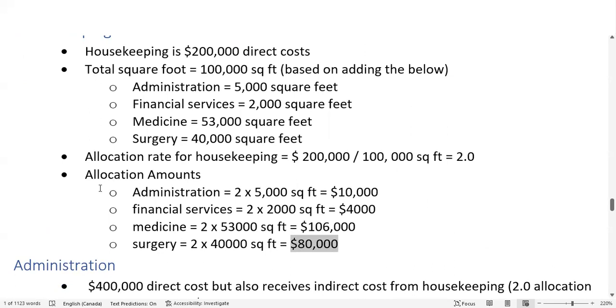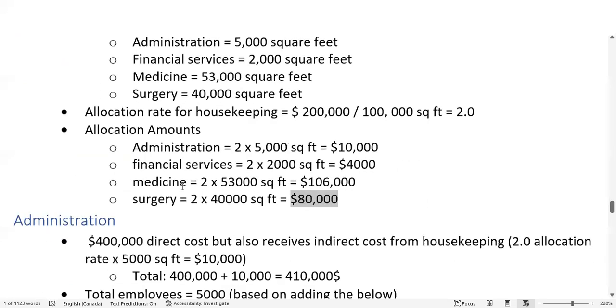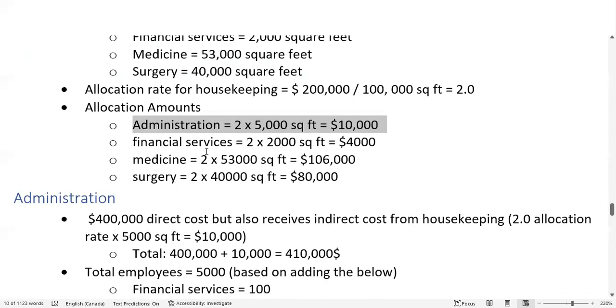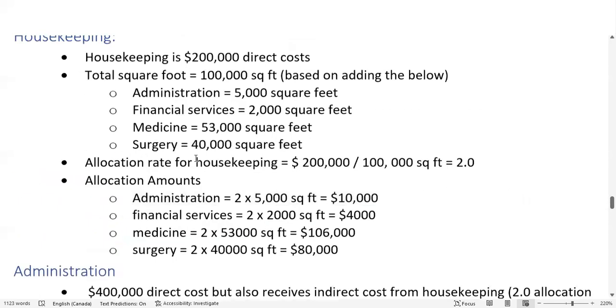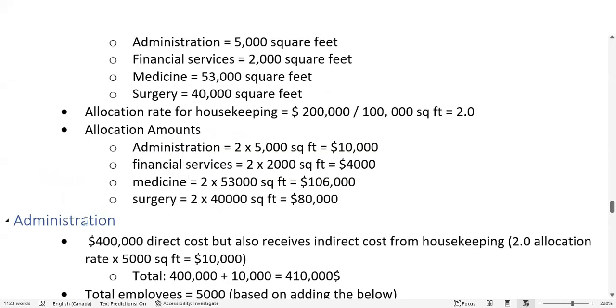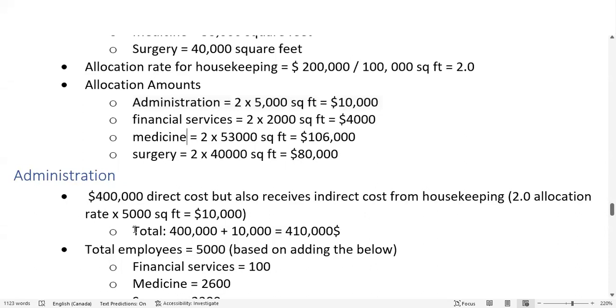So let's move on to administration. Remember that the administration department receives $10,000 from housekeeping. So now let's look at the actual allocated amount to administration. Initially it has received $400,000 for direct cost, but now we know that it has also received $10,000 from housekeeping, which gives a total allocated cost for administration of $410,000.